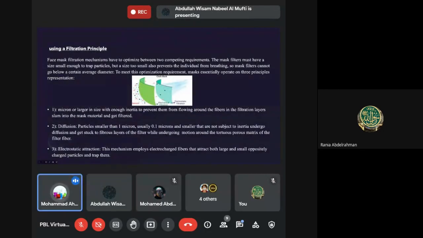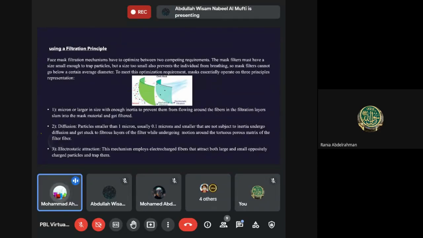Okay, so now we're going to be explaining the filtration process. The filtration process used by a face mask has a mechanism with requirements related to mask filters, how the small size and the particles are related to it, and how that also affects an individual's breathing.